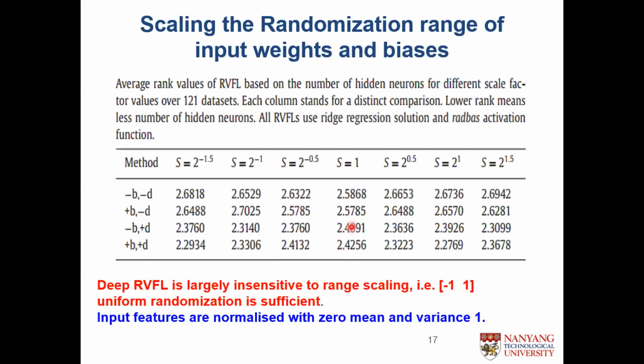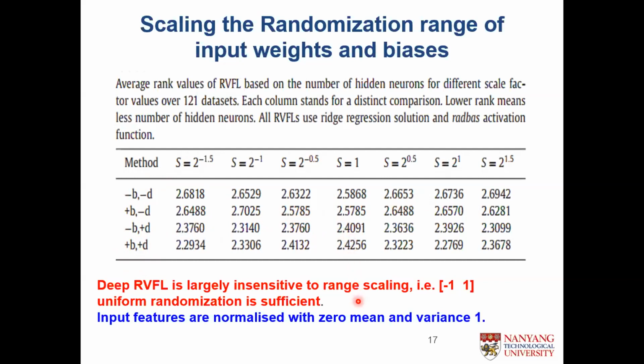And the scaling. We investigated the effect of scaling by doing numerical experiments on these data sets. And what we found was the RVFL is relatively insensitive to scaling. If you look at these rank values here, these numbers are rank values with different scaling values, and with bias, without bias, with direct link, without direct link, different combinations. If you look at the rankings, all the rankings are pretty much around 2.5, all of them are. So that indicates the scaling is not very critical here.